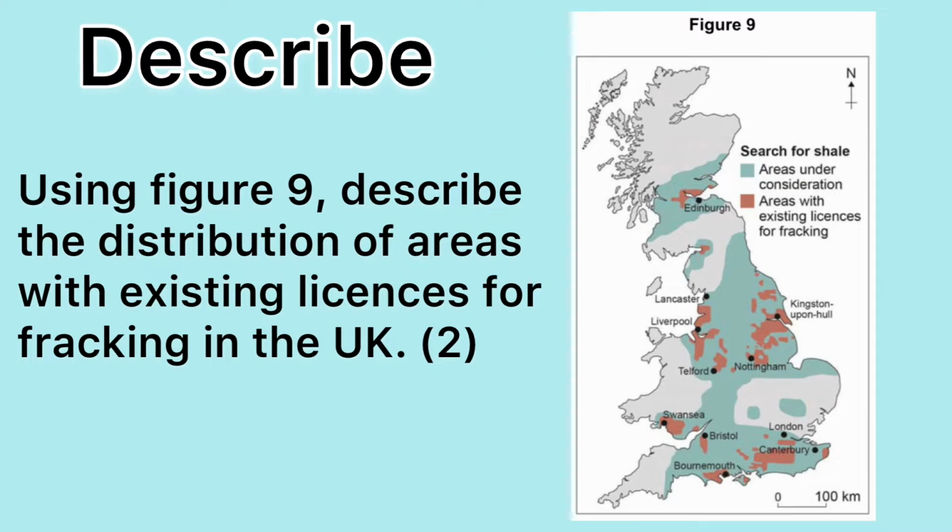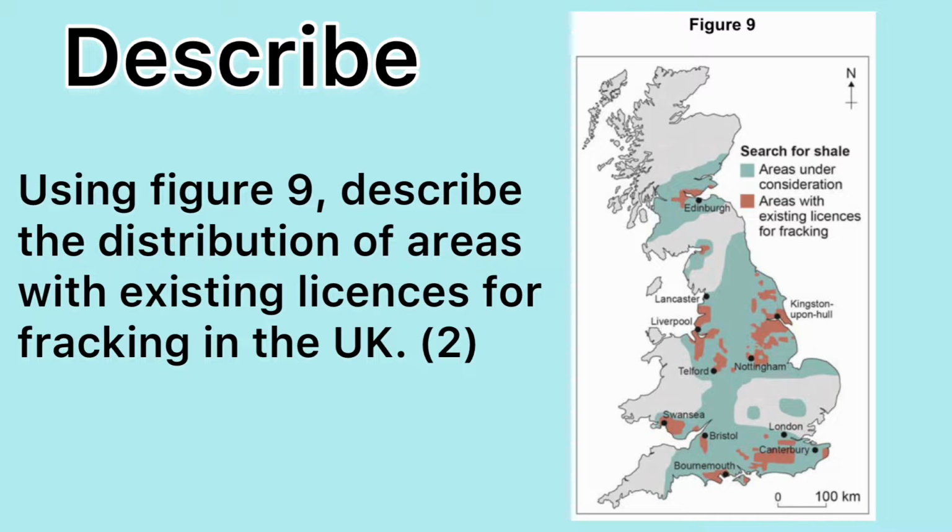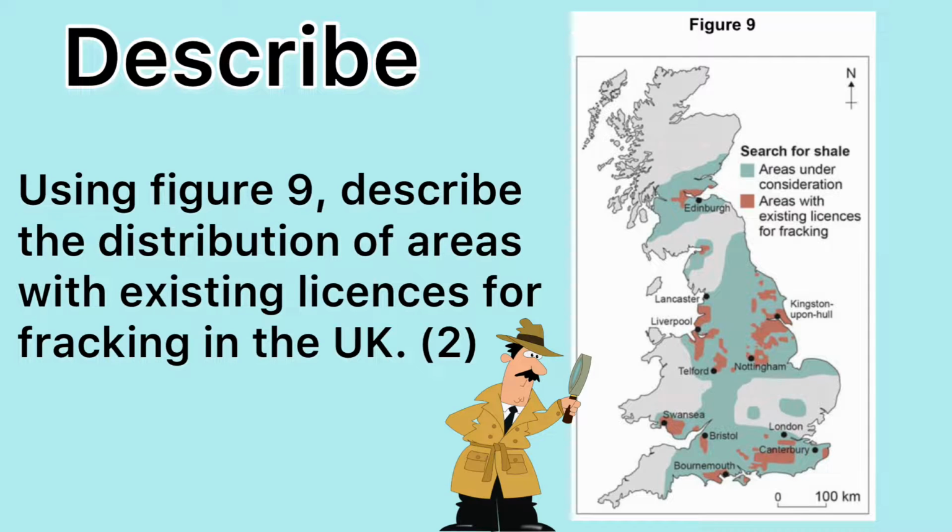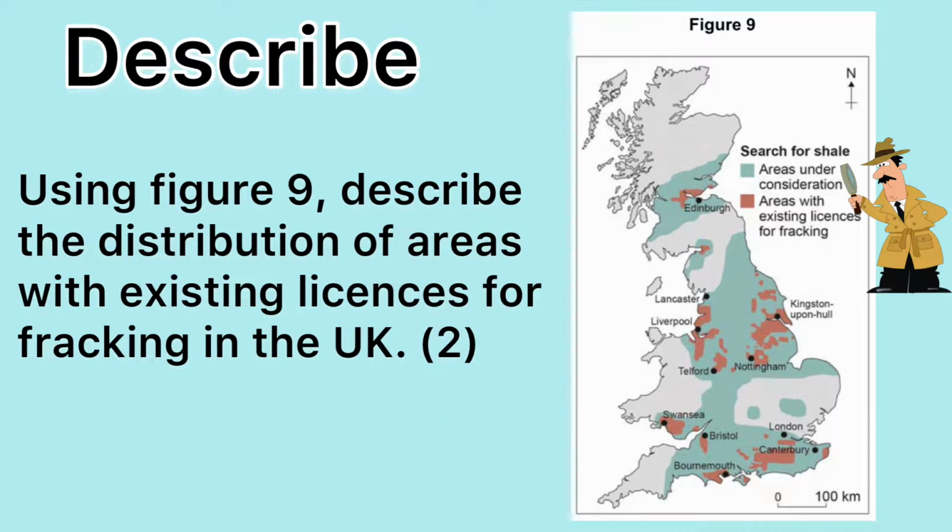Using Figure 9, describe the distribution of areas with existing licenses for fracking in the UK. First of all, follow the specific instruction, which is using Figure 9. Make sure you look carefully at any figure, diagram, piece of text that a question directs you towards. Look at any key that's on the figure, because this will help you understand the map and may be critical to the answering of the question.